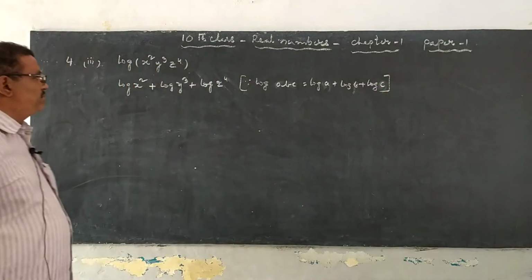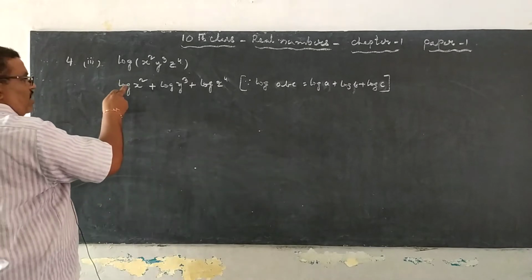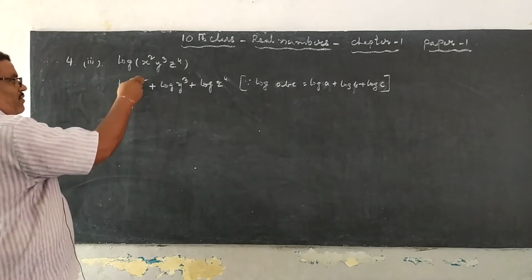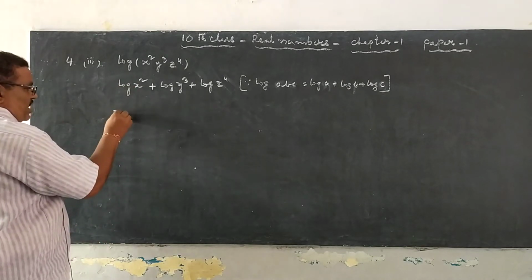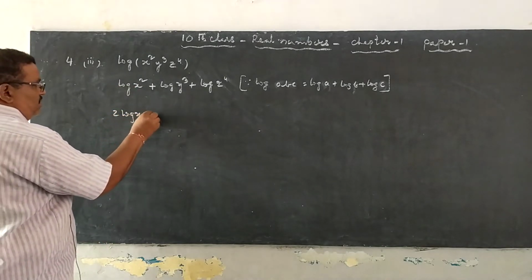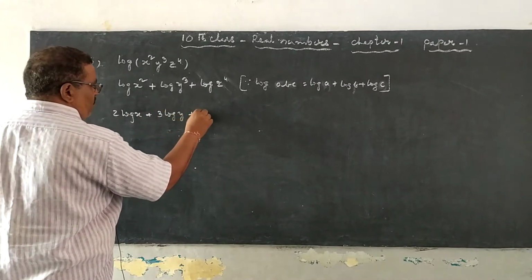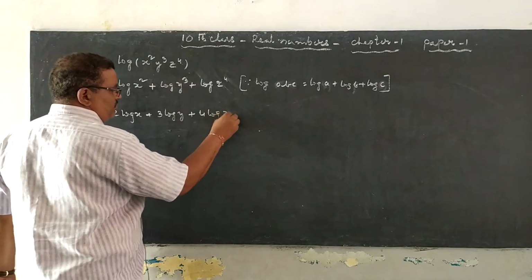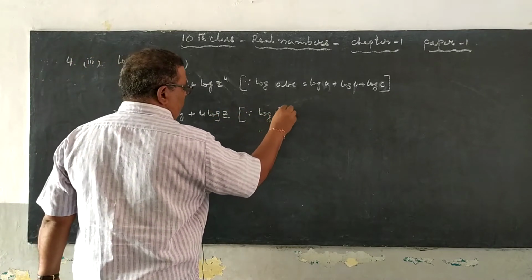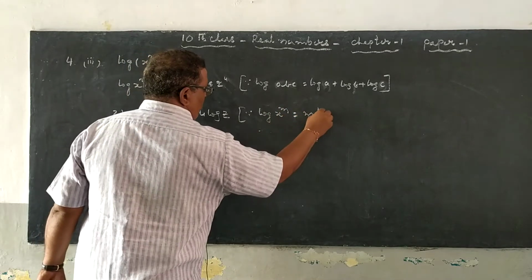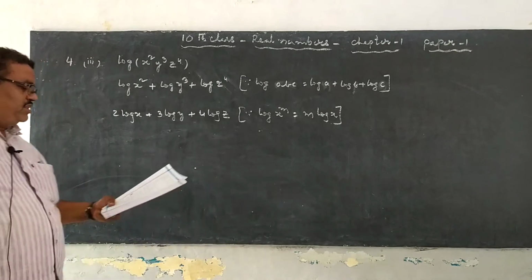Again another formula is obtained: log A power m can be written as m log A. So we get 2 log x plus 3 log y plus 4 log z, since log x power m can be written as m log x. This is the third problem in this exercise.